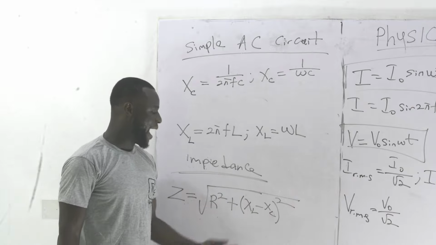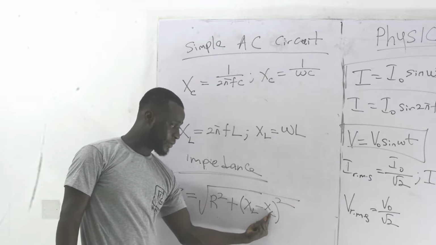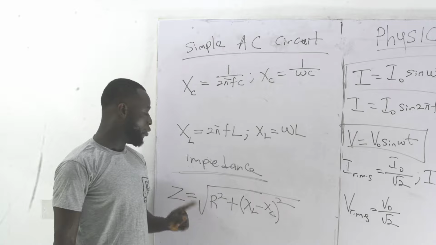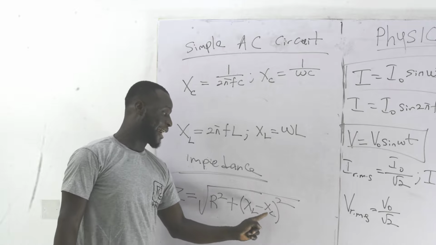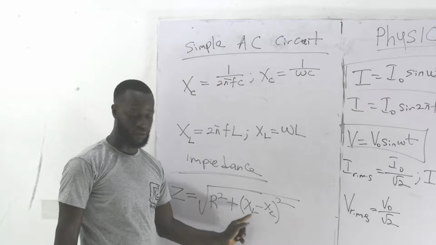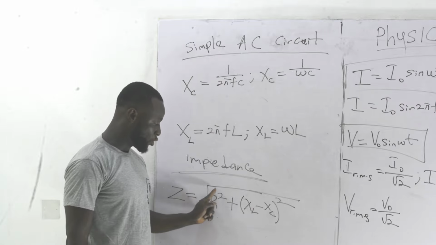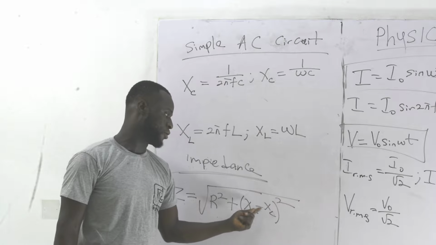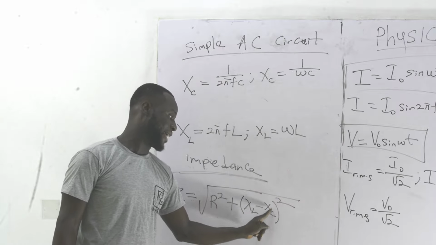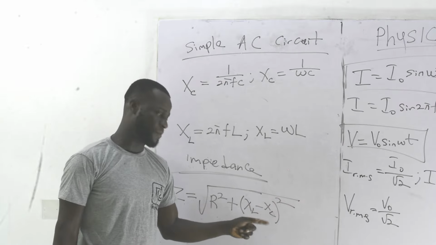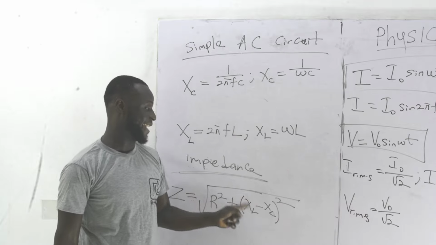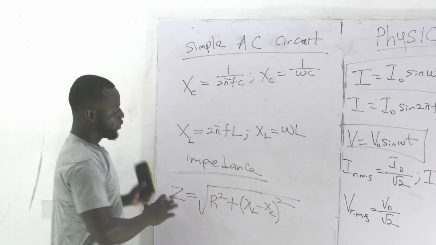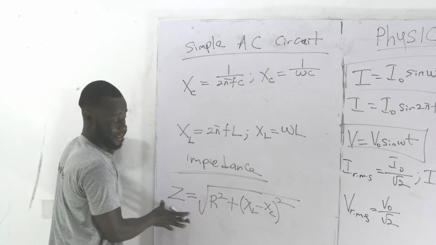In a case where I only have a resistor and a capacitor, meaning that I will only have resistance and capacitive reactance, XL will be 0. So my equation will be the square root of R squared plus XC all squared, because of course, if this one is 0, I'll get minus XC all squared. Minus times minus is plus, so I'll just get R squared plus XC squared. So that is for impedance, and that's how you calculate it.